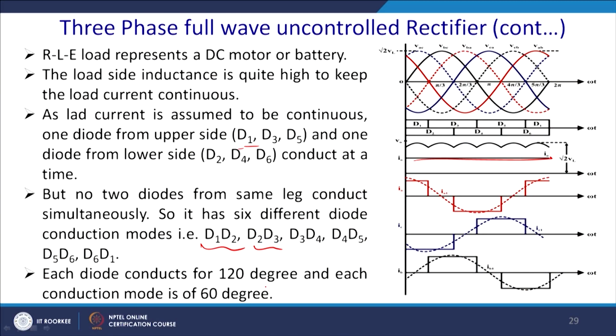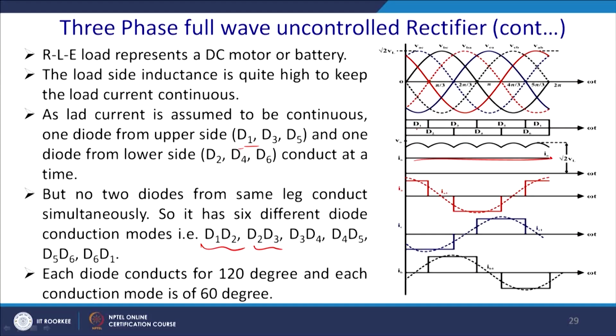So, it has 6 different diode modes of conduction: D1, D2, D3, D4 and so on. Each diode will conduct for, as I told you, 120 degrees, and a pair of diodes will conduct for 60 degrees. So, this is the waveform. D1 will conduct, thereafter D3 will come into the picture, thereafter D5, thereafter D1 again.